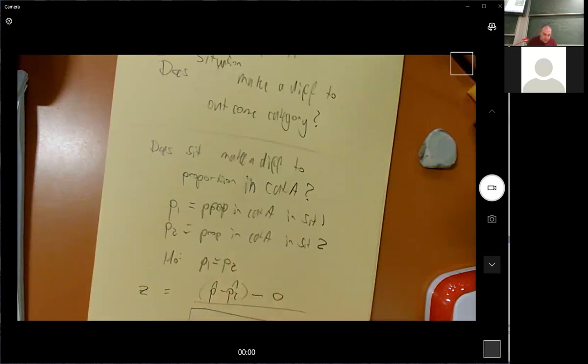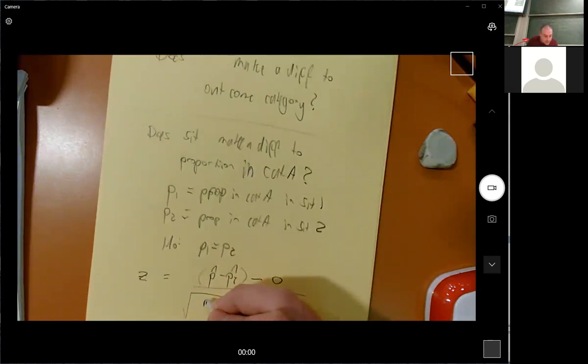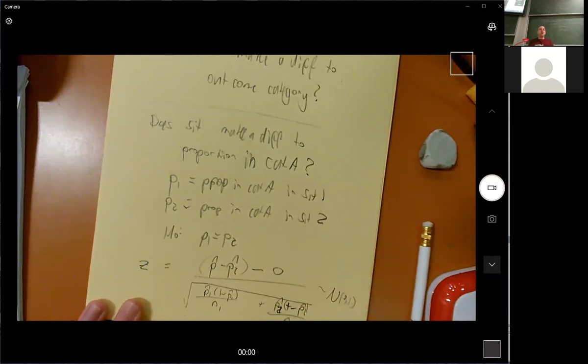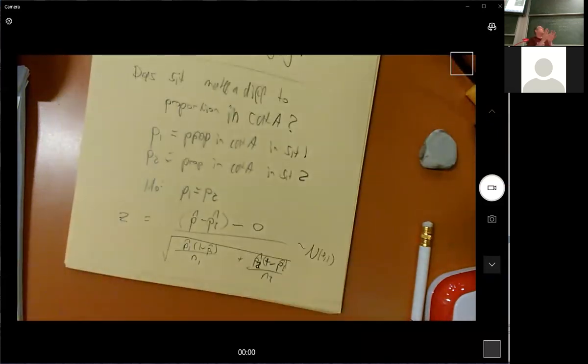And then you do this fabulous thing with P1 hat times 1 minus P1 hat over N1 plus P2 hat times 1 minus P2 hat over N2. And that should come from a normal distribution with mean 0 and 1. That's where I'm going to look up my p-value. But the process of deciding what the p-value tells you is the same. You might get a p-value of 0.03, and you'd say there is strong evidence to suggest that the proportions are not equal, and therefore it does make a difference which category you're in. The situation does make a difference to whether you're moldy, something like that.